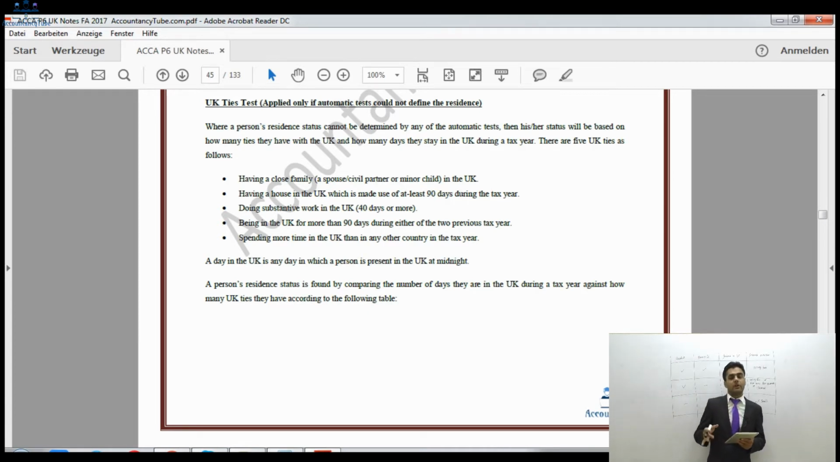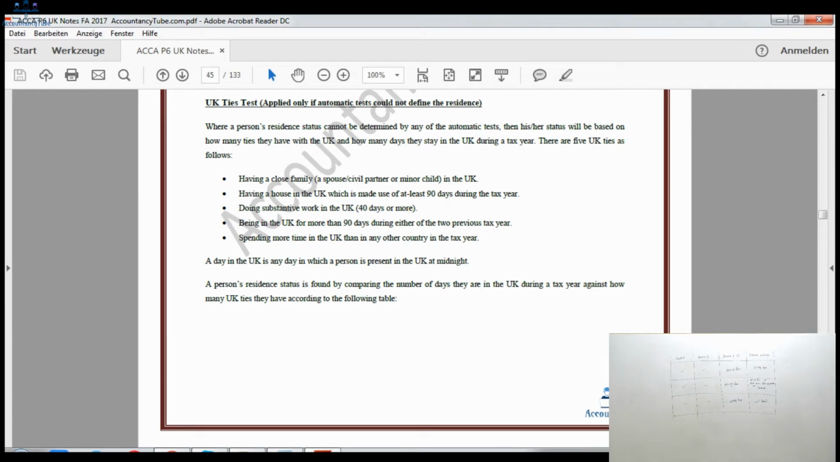Now that is one criteria. The other criteria along with this is the number of days the person has spent in the UK. So if you spend more days in the UK, you need fewer connections to be considered UK resident. If you spend fewer days in the UK, you need more connections in the UK to be considered UK resident. And these connections are known as the UK ties test.